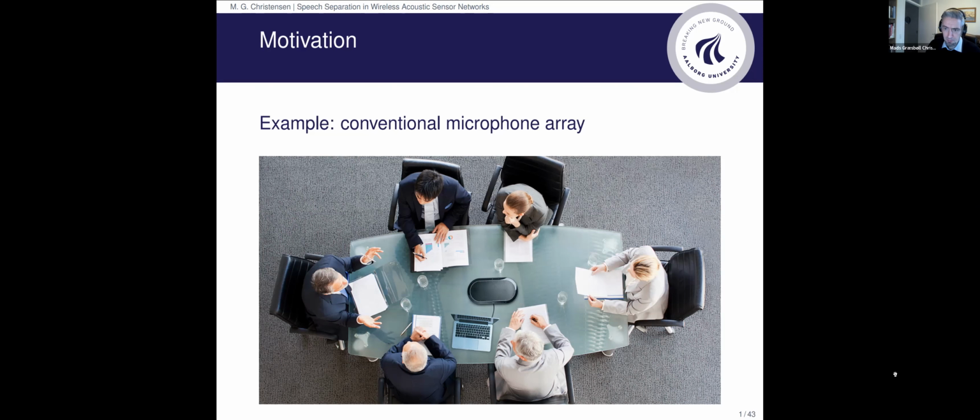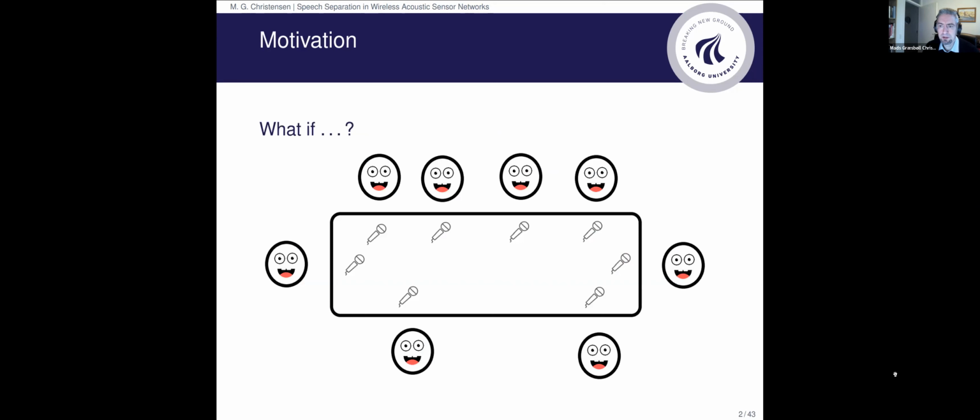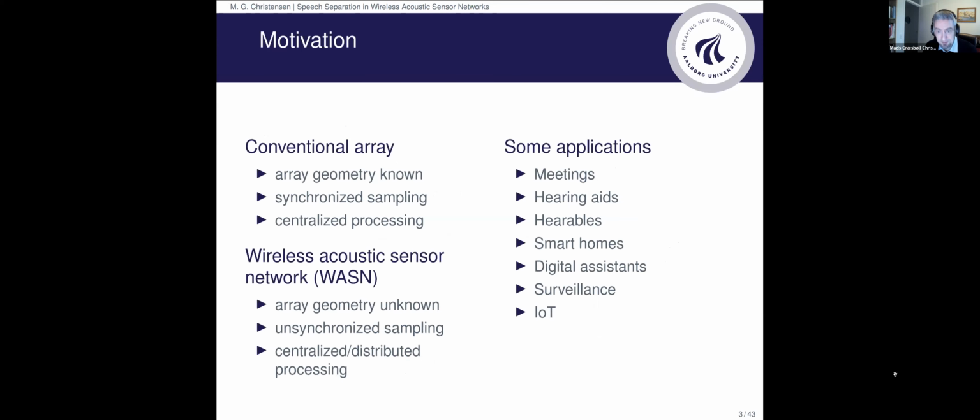In many cases, you could wonder if it wasn't possible to better record something like a meeting and separate the speech signals, if we could make use of all the different devices that we have in such an environment, such as people's phones and laptops and other things, including the speakerphone we saw before. So if you compare the two solutions, in a conventional array you have a known geometry.